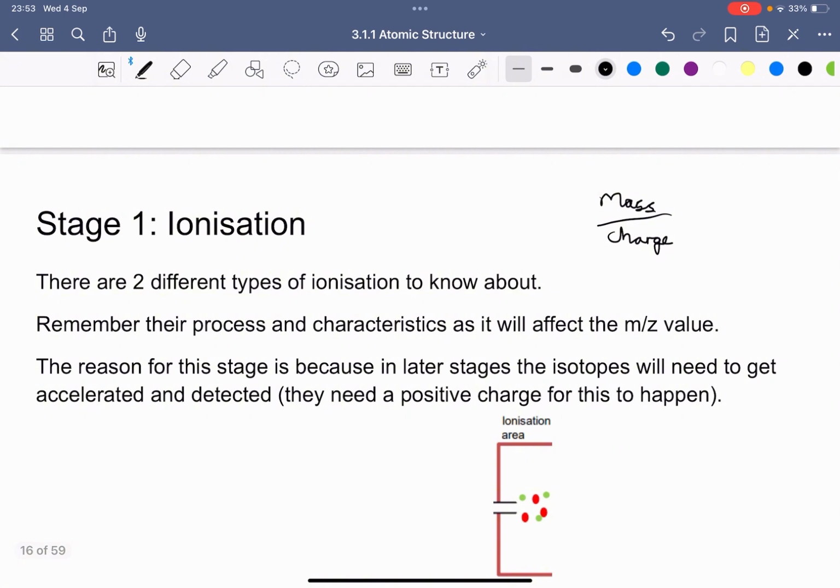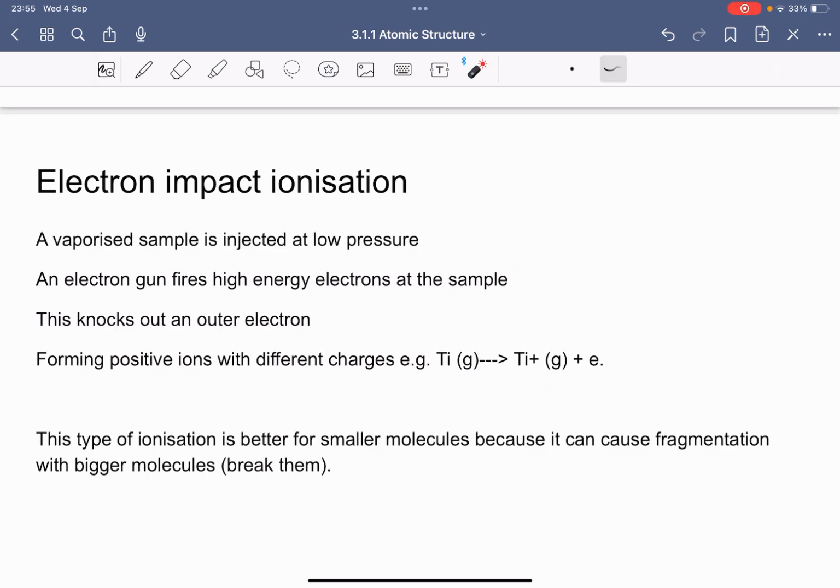The reason for this stage is that in later stages, the isotopes will need to be positive so that they can get accelerated and detected. The first type of ionization you need to worry about is electron impact ionization. Here, a vapor sample is injected at low pressure. An electron gun fires high energy electrons at the sample. This knocks out an outer electron, forming positive ions with different charges.